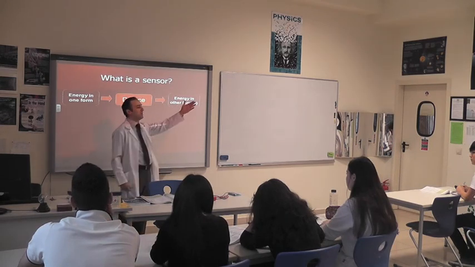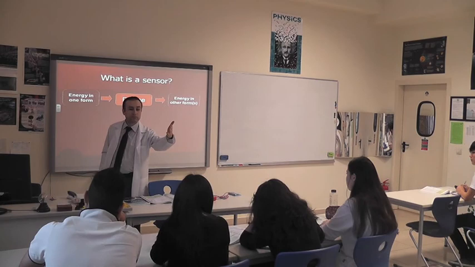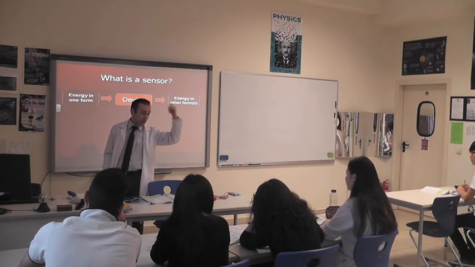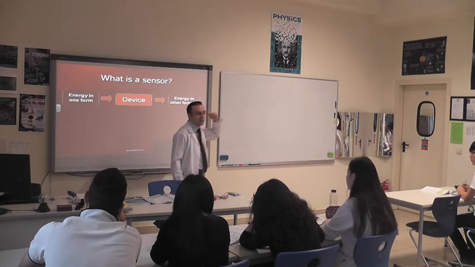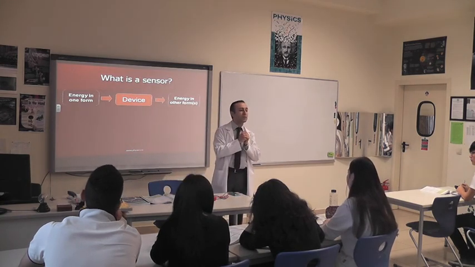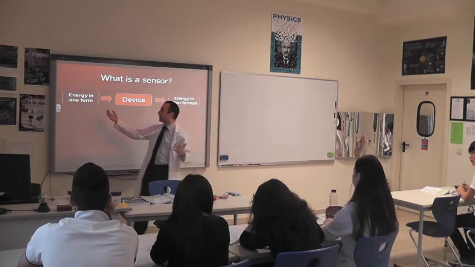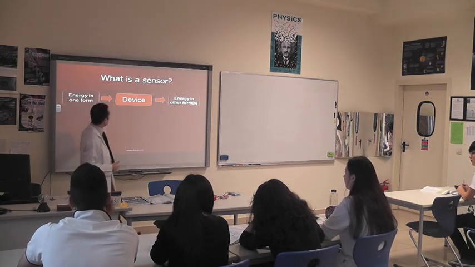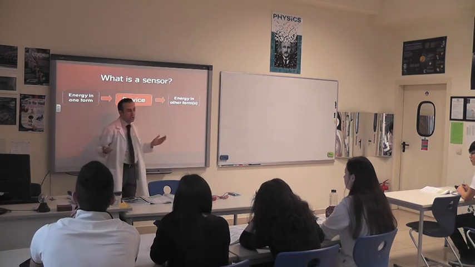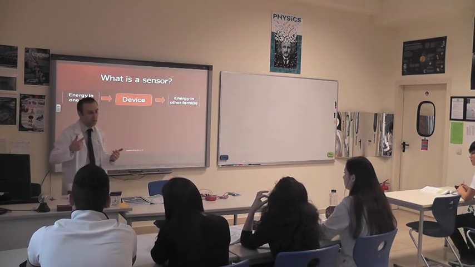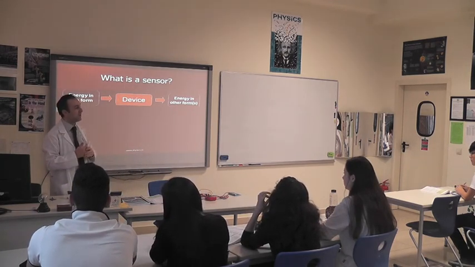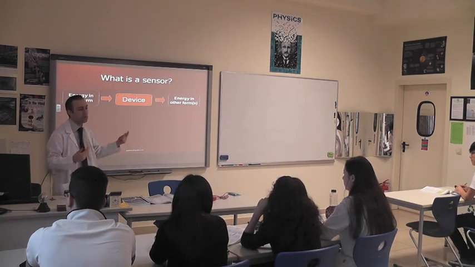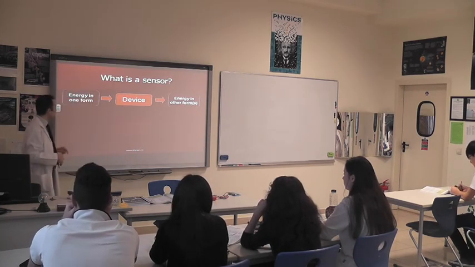Say, a device, for example. Blow dryer. Hair dryer. Okay, what does it do? What kind of energy does it take? Electrical energy. It takes electricity and changes it into heat. And there's a fan as well, which takes energy from electricity and converts it into kinetic energy. Good.